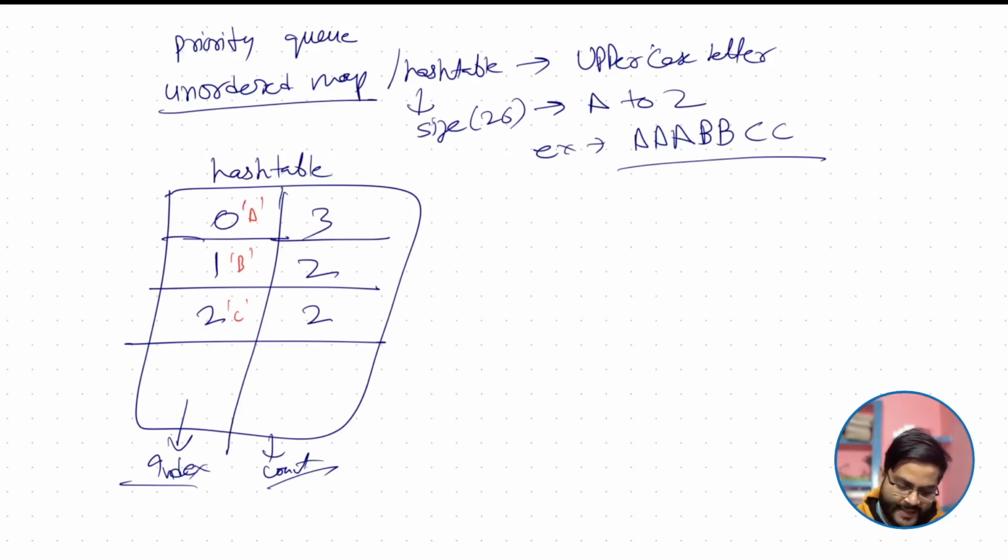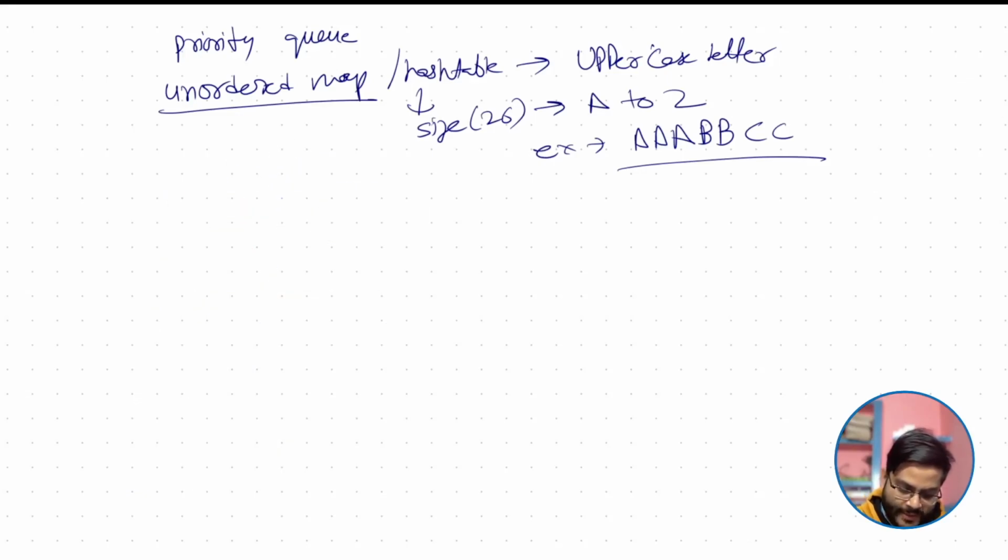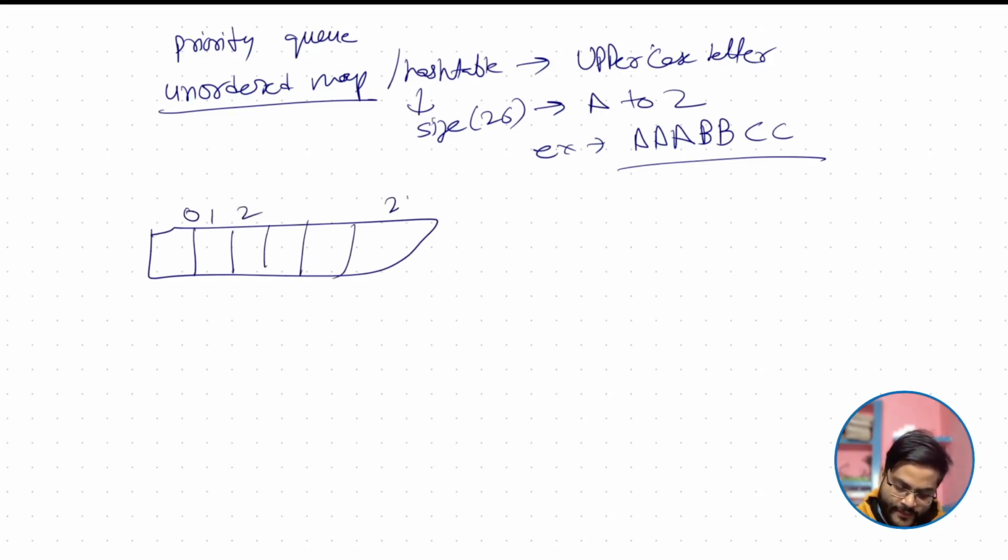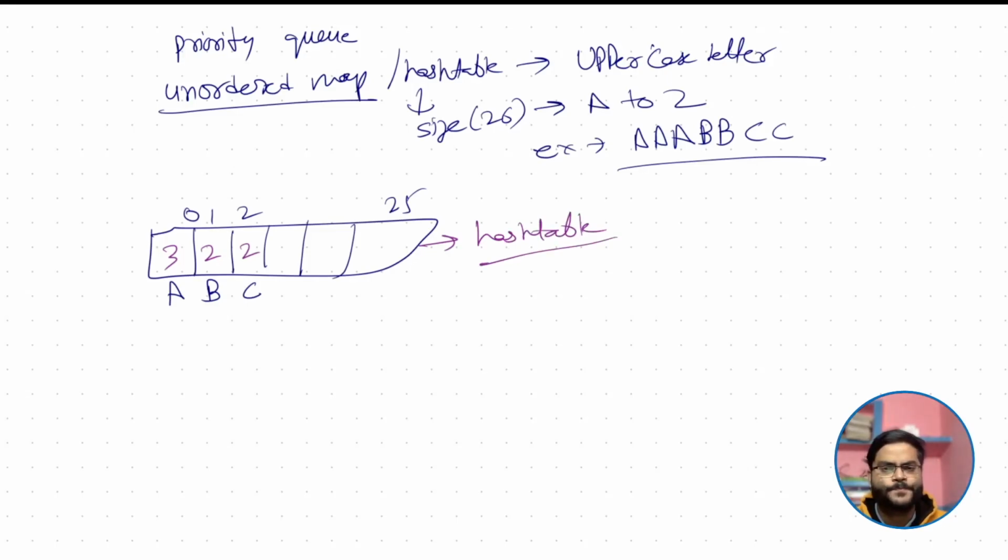If you are taking a hash table, we'll have a 26 size hash table, 0 till 25. It will store the count of A, the count of B, the count of C. We will have 3 here, 2 here, 2 here. We will take a hash table to store all the counts. Why are we storing it? To get the maximum count, so that whichever is maximum, we will use it first. And I will put them in a priority queue.